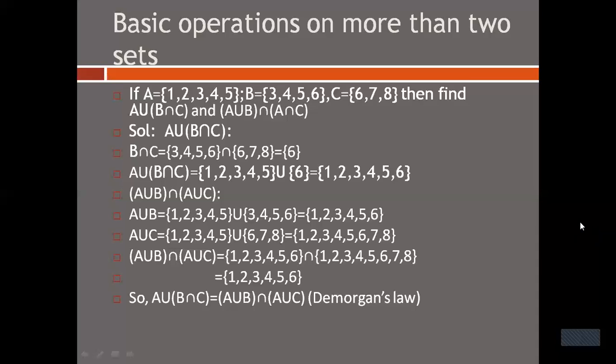If you observe, in the LHS we got the answer 1, 2, 3, 4, 5, 6, and even in the RHS we got the same answer 1, 2, 3, 4, 5, 6. So we can conclude that A union (B intersection C) is equal to (A union B) intersection (A union C).